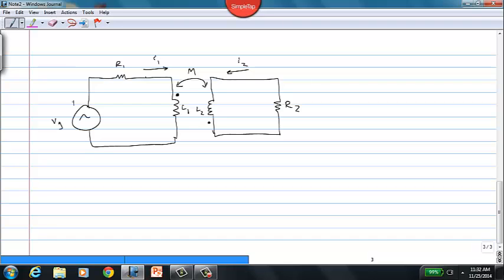If we sum the voltages, we know we've got a voltage rise, so that's minus VG. We've got the voltage drop associated with R1, which is plus I1 R1. We then have the voltage drop associated with the self-inductance of L1, which is going to be plus I1 times j omega L1.